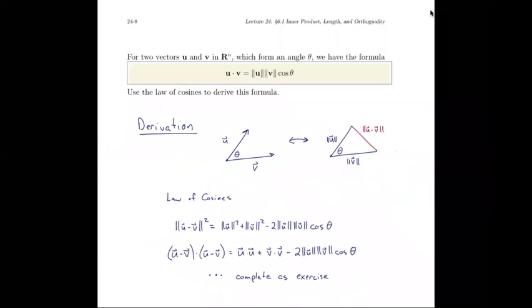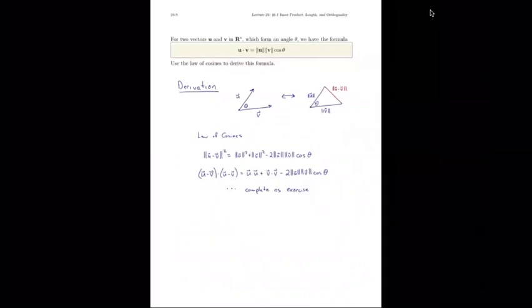This formula is very commonly used in multidimensional calculus and physics as well, and just generally in applied problems. So finish the details of that one, and that'll close up 6.1.